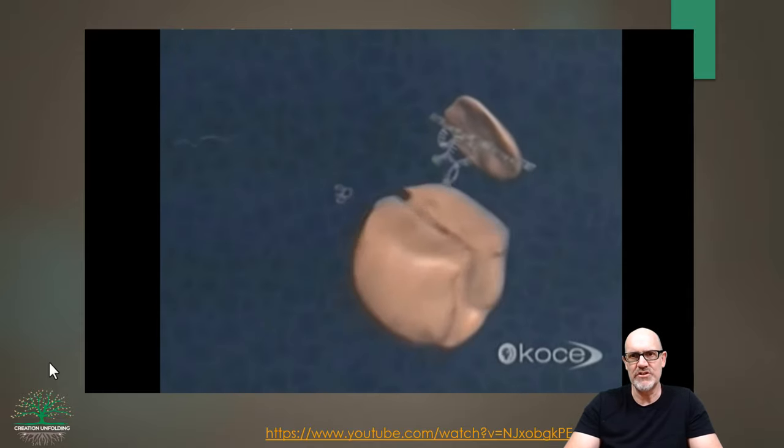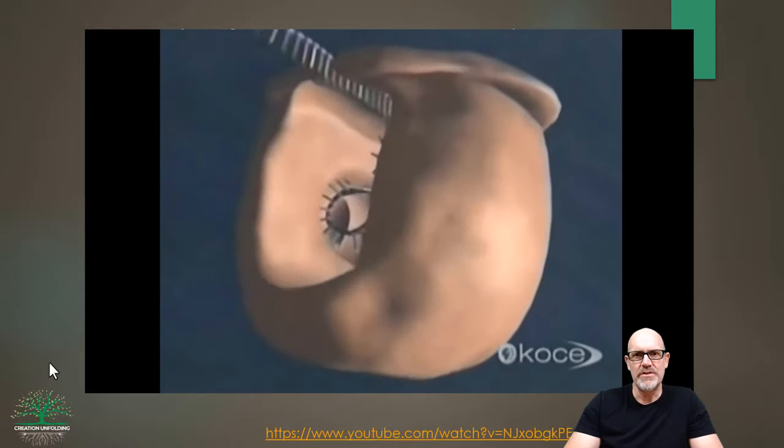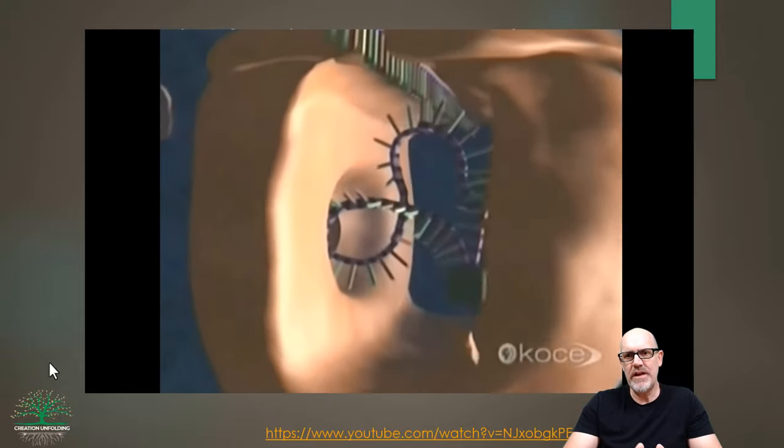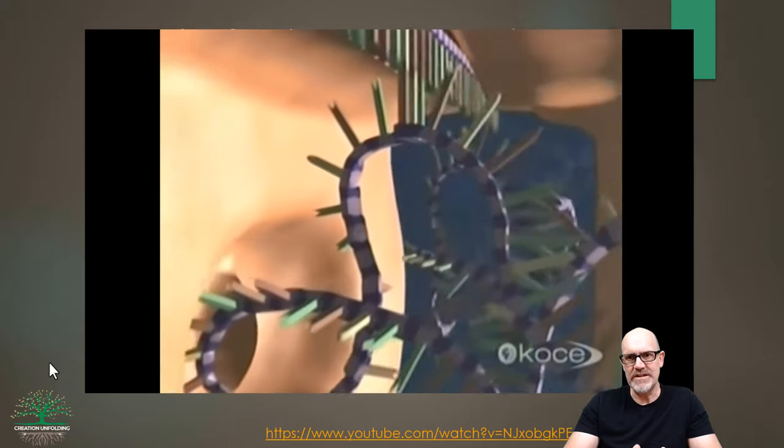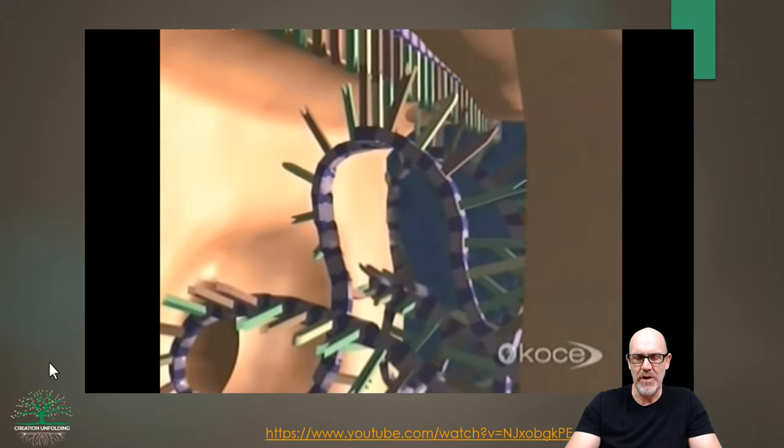Here comes the larger subunit for the ribosome, and now it's all ready to rock and roll. So we already have a tRNA that's in the processing port. It has an amino acid attached to it. Here comes a tRNA, comes into the arrival port.